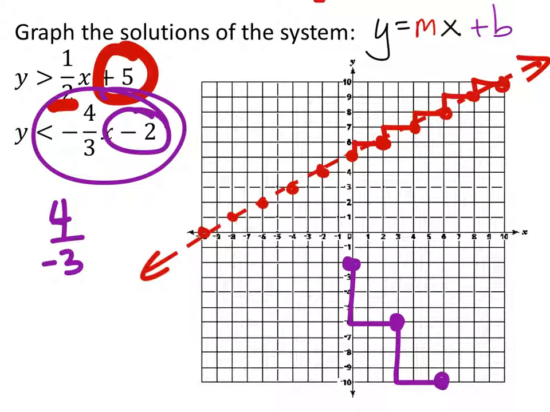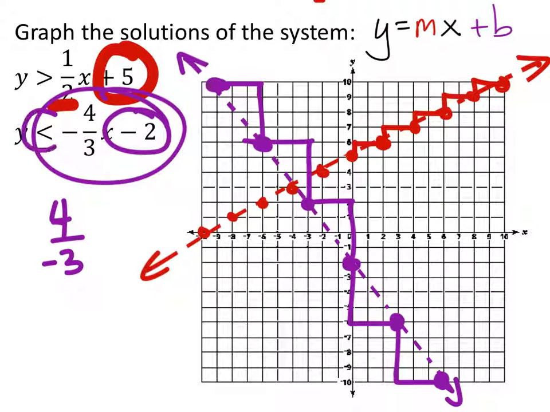So in other words, I'll go up 4 and to the left 3 right here, and I'll go up 4 and to the left 3 once again. Kind of went a little bit farther, I apologize. Then up 4 and to the left 3 once again. So there are the points. Next thing I need to do is draw the line. And once again, this is a dashed line because it's not equal to, based on the inequality.